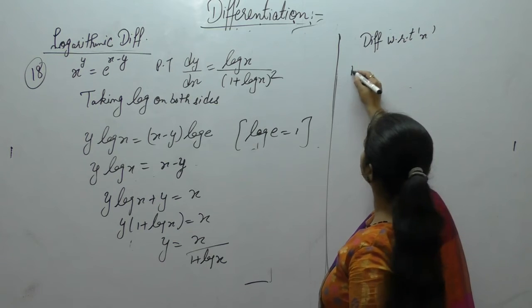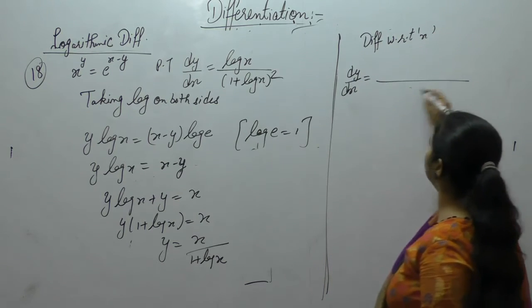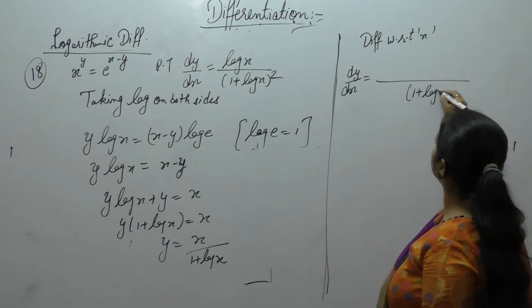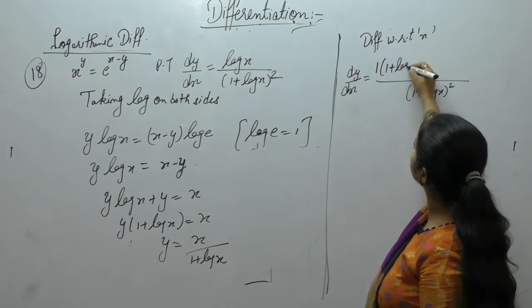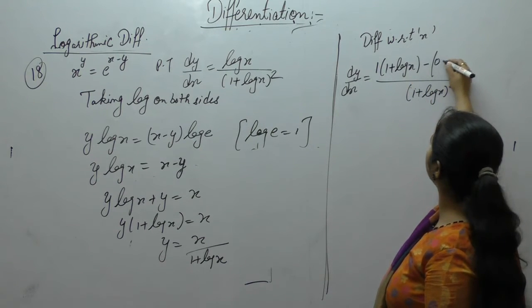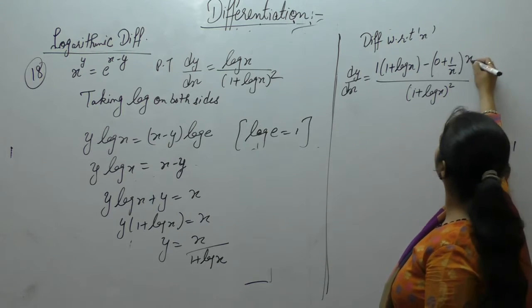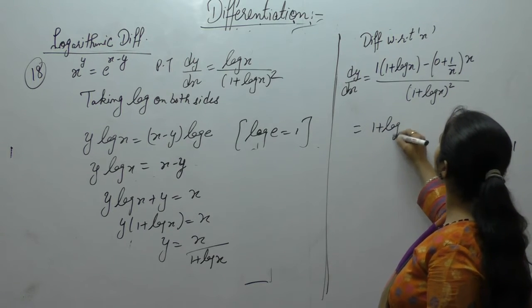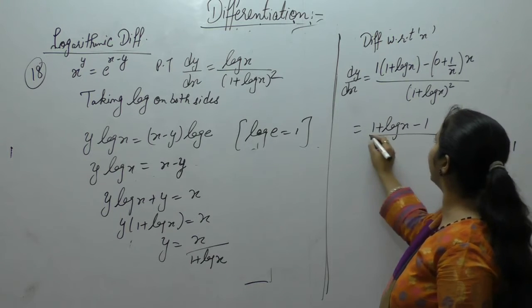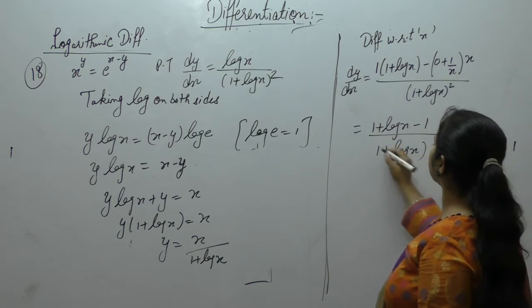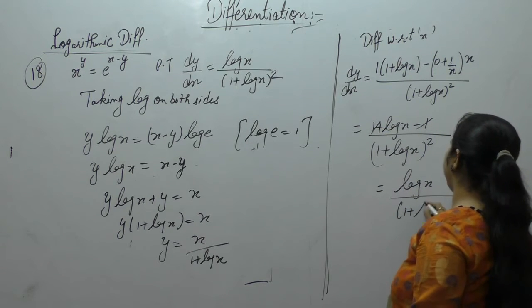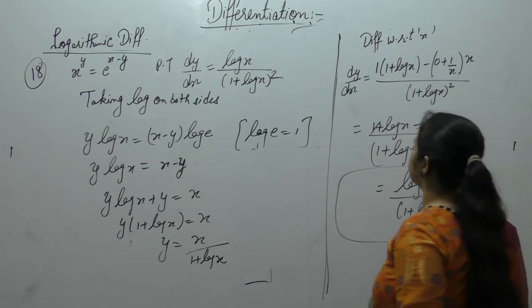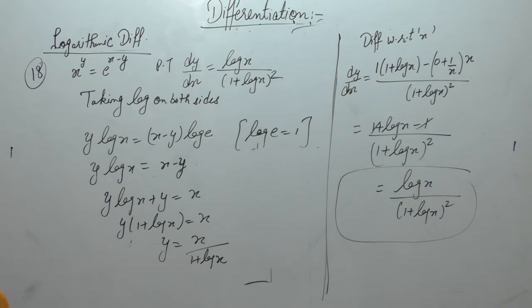So what we get? dy upon dx, using the u upon v rule, v square, u dash v, derivative of x, minus v dash, derivative of 1 plus log of x, into u. So we get 1 plus log of x minus x upon x, which is 1, upon 1 plus log of x whole square. So we get log of x upon 1 plus log of x whole square. This is what we want to prove. Note it down.